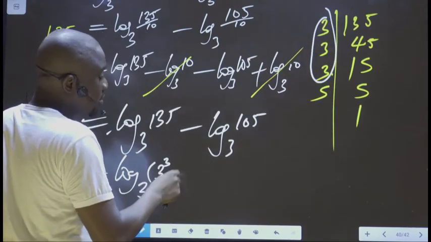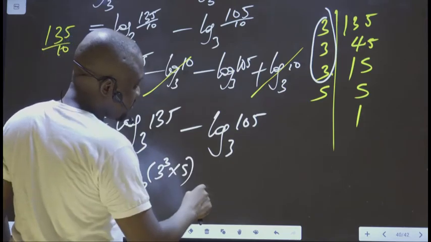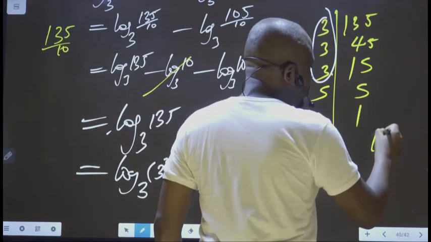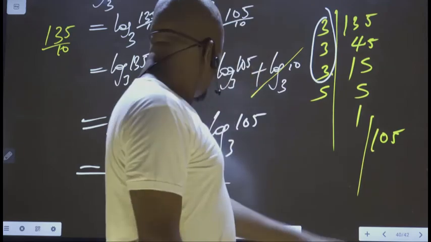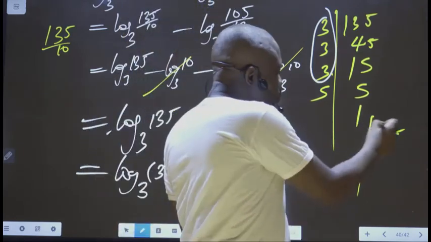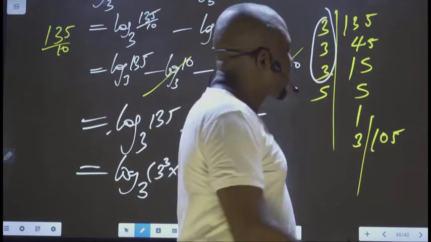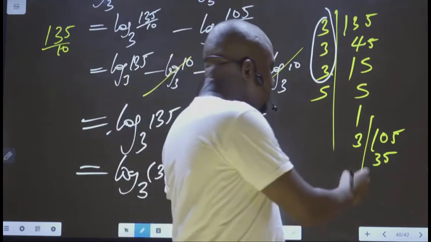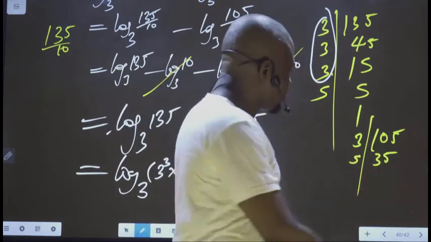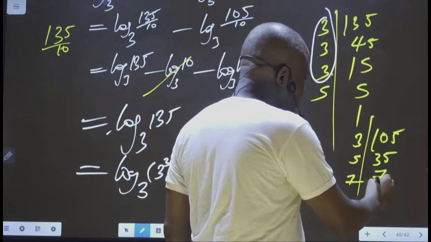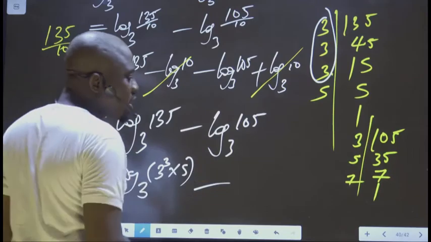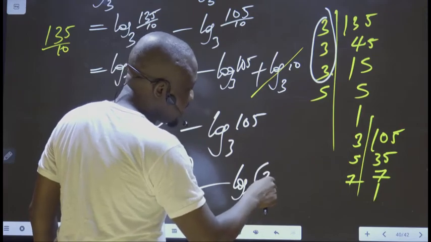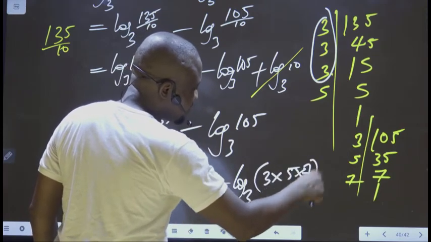3 raised to the power 3 multiplied by 5 minus, what about 105? Let's do 105. Which one can come to this place now? If I put 3 here, 3 into 10 will give us 3, into 50 will give us 5. Okay? 5 can come here now. 5 will give us 7. 7 will give us 1. Okay? Therefore, we can come to this place to say, this simply means raised to the power 3 multiplied by 5 multiplied by 7. Okay?